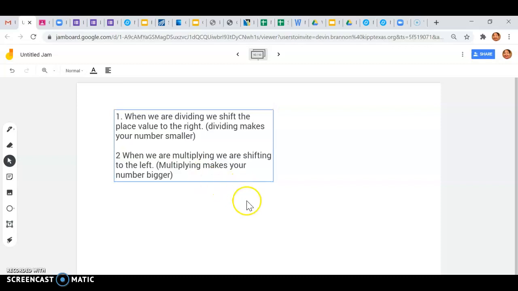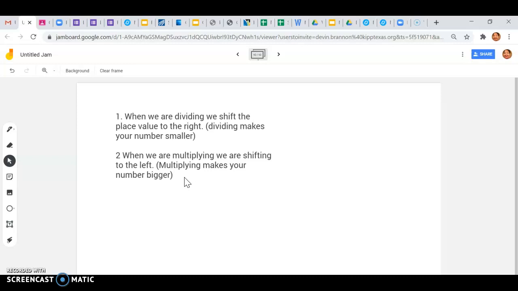Okay. So when we are dividing, we shift the place value to the right. Dividing makes your number smaller. When you are multiplying, we are shifting to the left. Multiplying makes your number bigger. Okay. So use these two rules as you're working the problems in your independent practice for lesson 1 and the independent practice that you're also going to have for lesson 2.